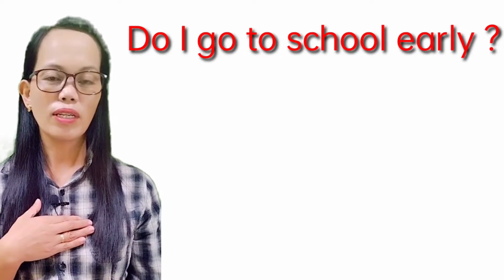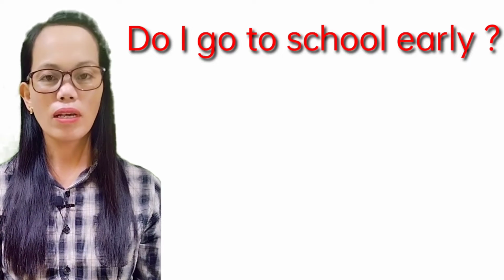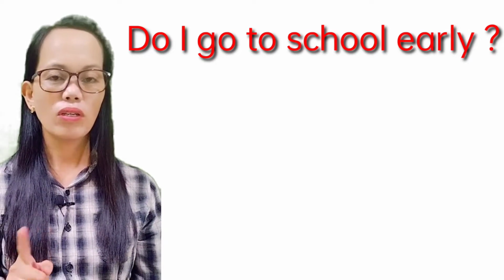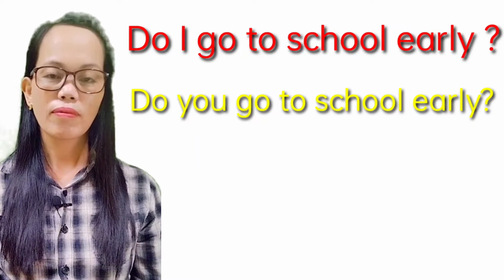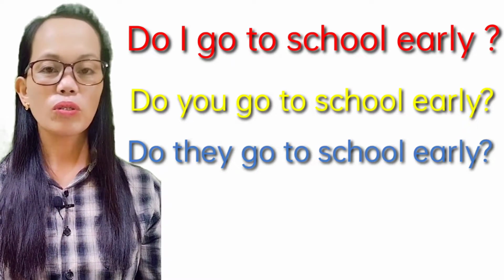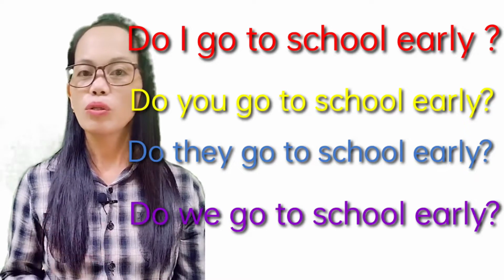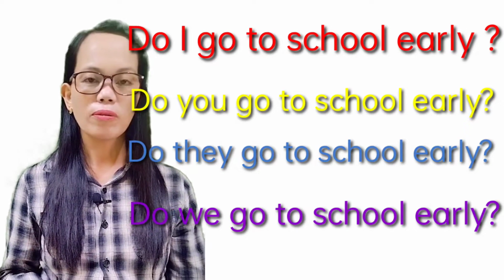Okay, let us use them in asking sentences. So let us have I. Do I go to school early? It can be yes, it can be no. You also. Do you go to school early? Do they go to school early? Do we go to school early?